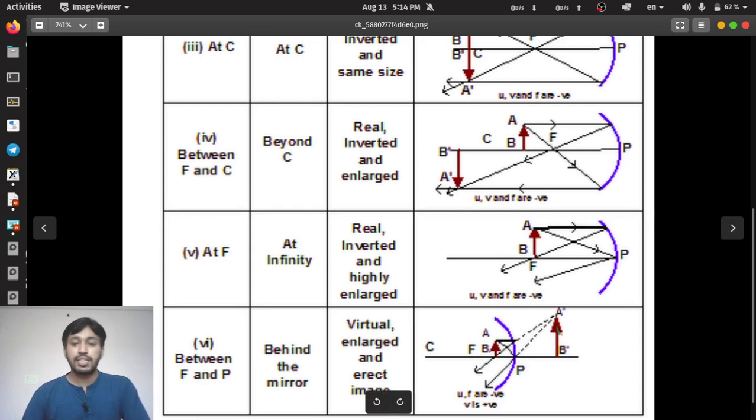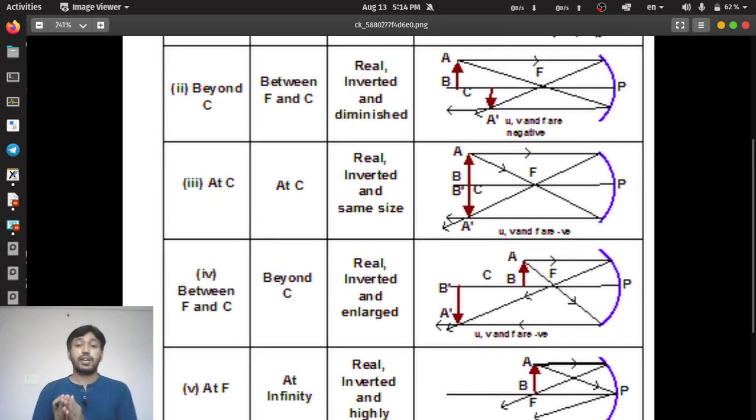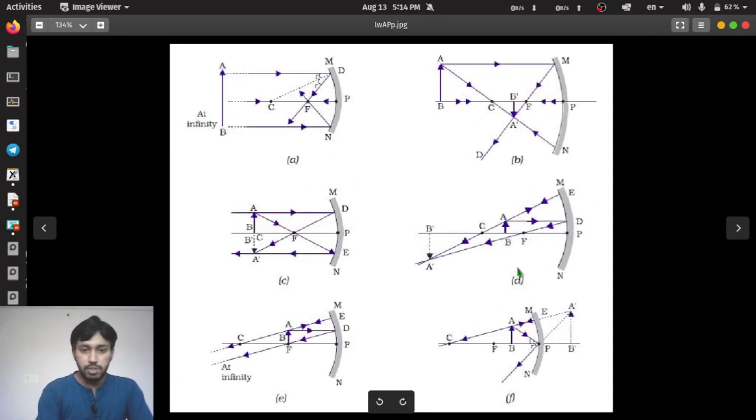And you can see it is enlarged, that means a larger size, and it is erect. Erect means vertically in the same direction. You can see this is an erect image. So these are the image formations by a concave mirror. Okay, these all are due to concave mirror. You can see these are also the same things, concave mirror image formation.